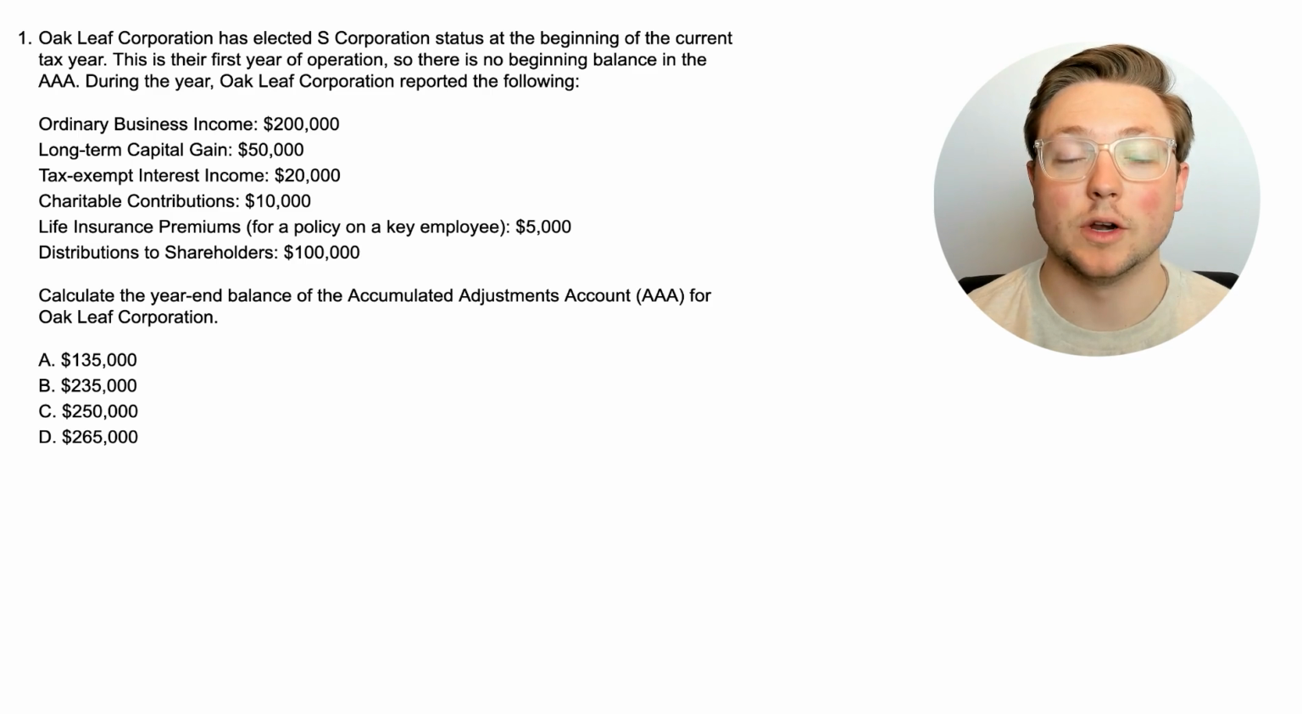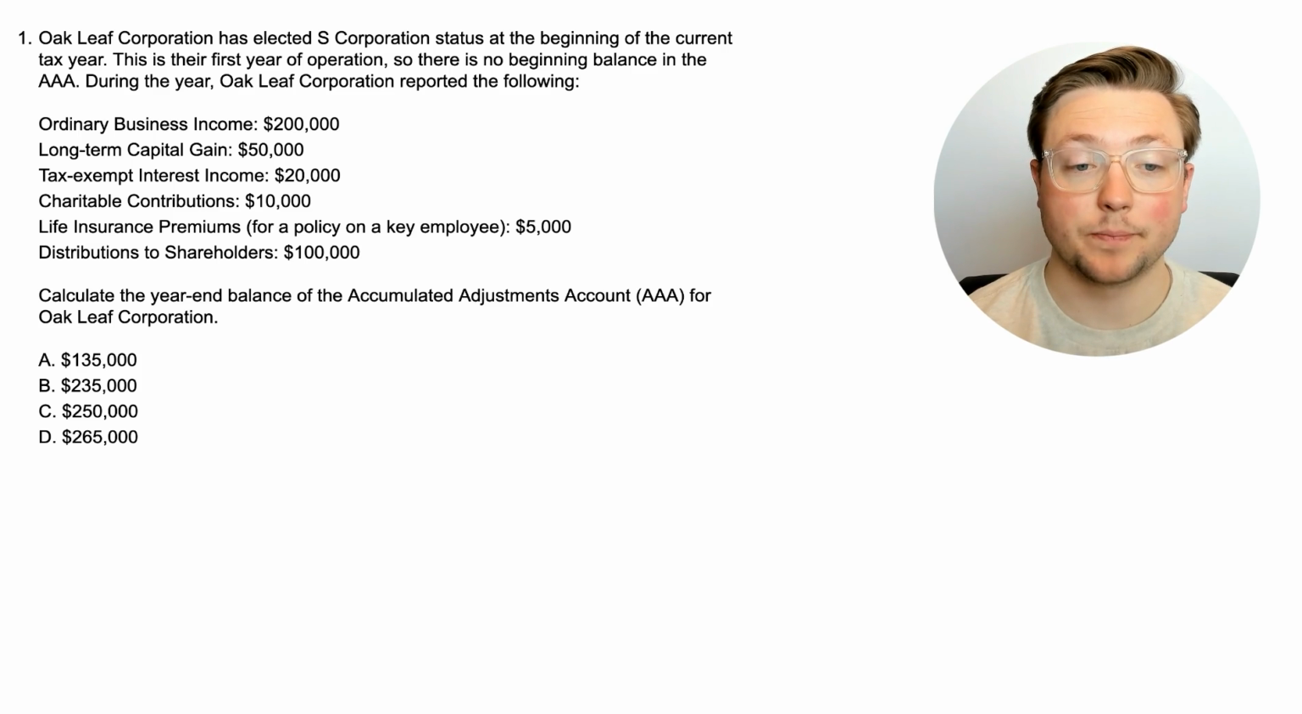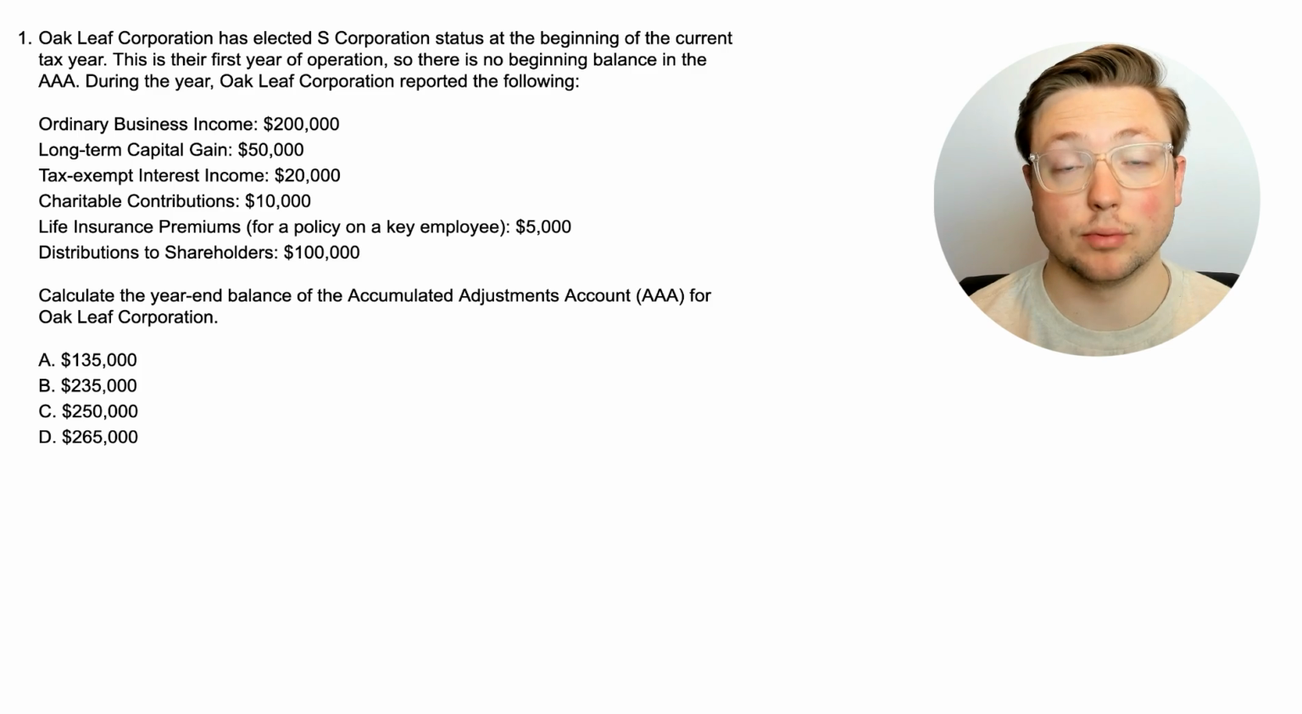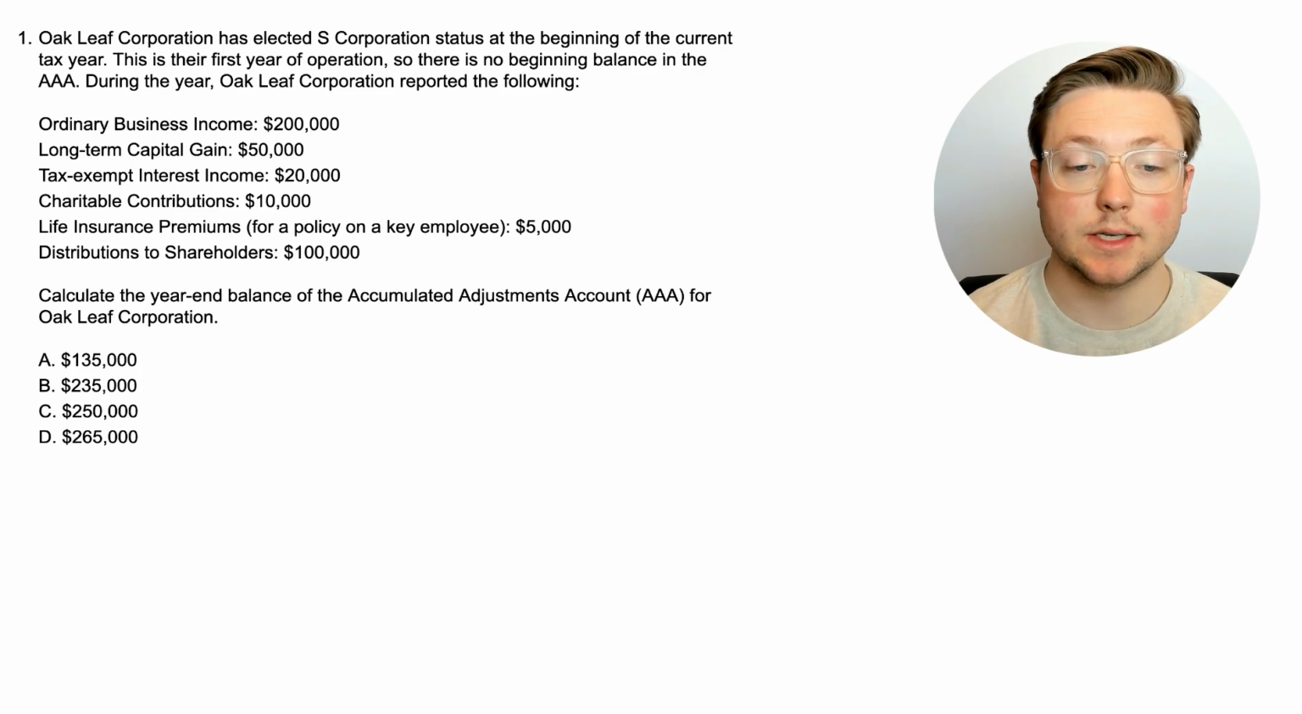All right, here is question 1. Oakleaf Corporation has elected S Corporation status at the beginning of the current tax year. This is their first year of operation, so there is no beginning balance in the AAA. During the year, Oakleaf Corporation reported the following: ordinary business income of $200,000, long-term capital gain of $50,000, tax-exempt interest income of $20,000, charitable contributions of $10,000, life insurance premiums for a policy on a key employee for $5,000, and distributions to shareholders of $100,000. Calculate the year-end balance of the Accumulated Adjustments Account, or the AAA, for Oakleaf Corporation.